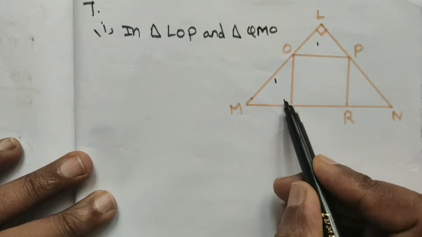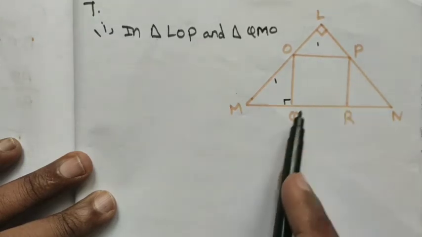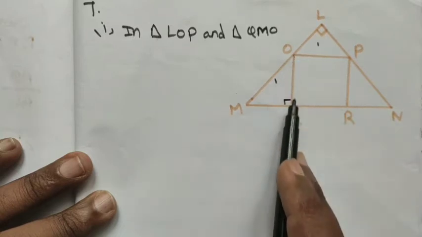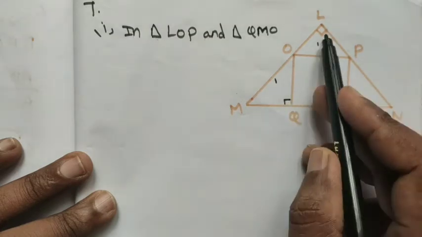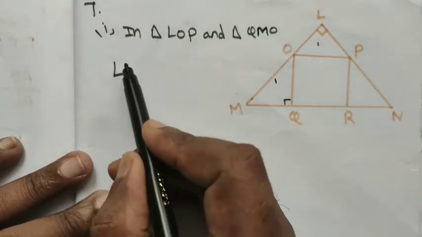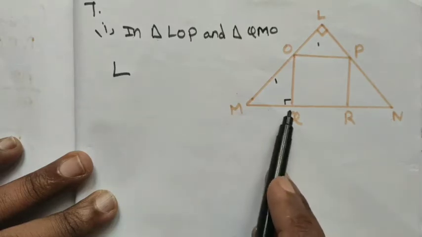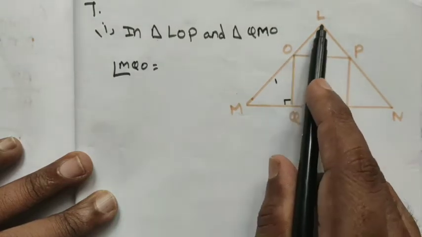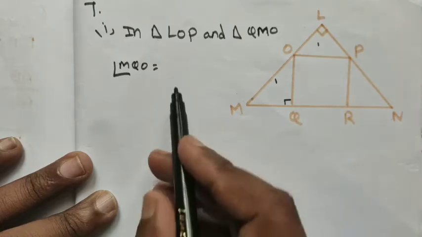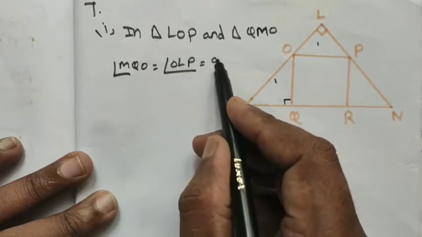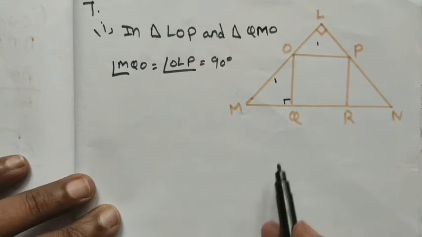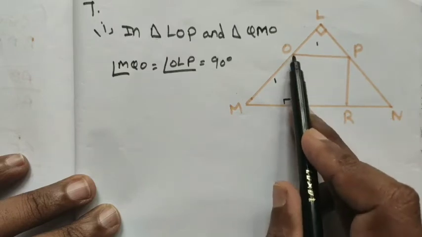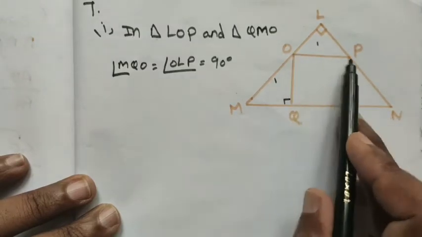First of all, this is 90 degrees, right? So it is a square, so OQ is perpendicular to the line MN, right? Then it is 90 degrees. Here L is also 90 degrees. So we can say angle MQO is equal to angle OLP, which is equal to 90 degrees. First condition. Next, this is a square, as we have said, so OP is parallel to MN. The OP line is parallel to MN.